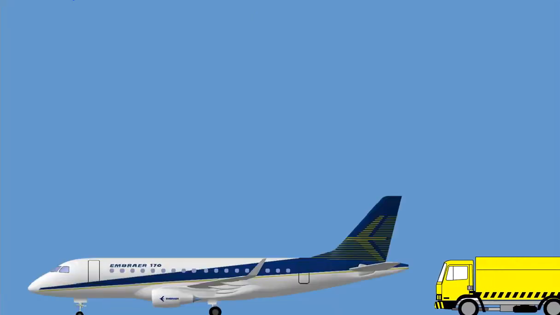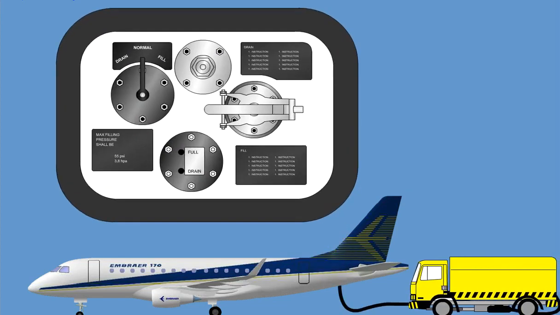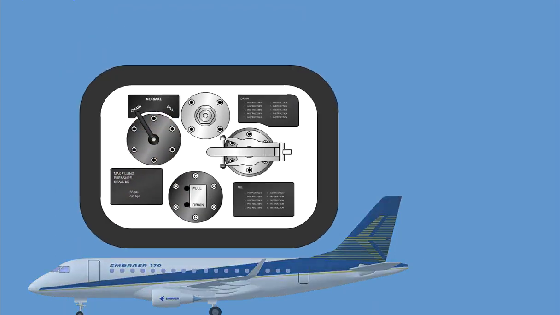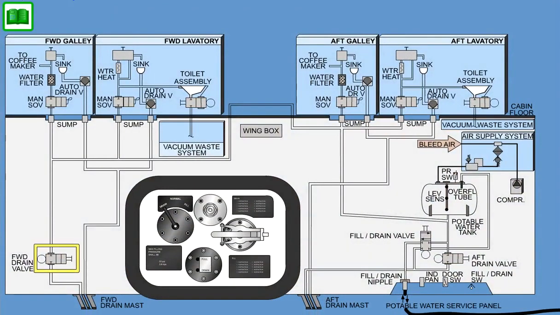On ground, draining is started by opening the service panel door and turning the fill drain switch to the drain position. The forward and aft drain valves and the fill drain valve open automatically, enabling water in the tank and tubing to drain via the forward and aft drain masts and the fill drain nipple. The fill drain switch also enables the forward drain valve to open during cold weather conditions by overriding the safety thermostat inside the forward drain mast.